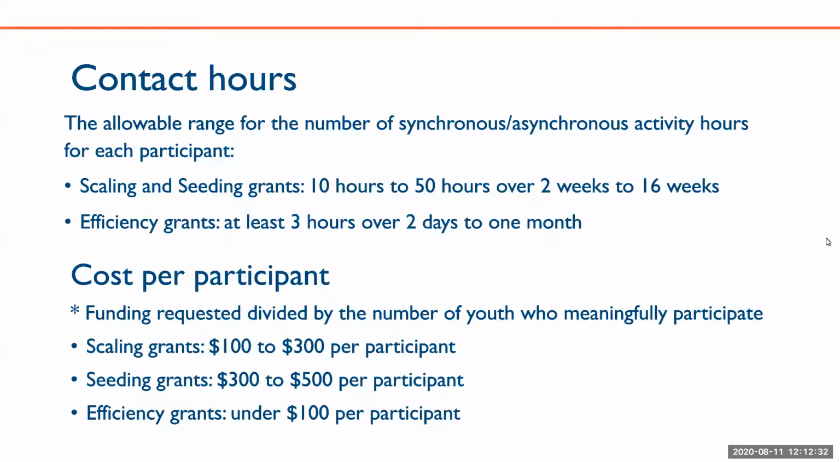For contact hours, for scaling and seeding, it's between 10 and 50 hours over somewhere between 2 to 16 weeks of activities. And for efficiency grants, it's at least 3 hours of contact over at least 2 days and up to 1 month. The cost per participant ranges are, for scaling grants, between $100 and $300 per participant. For seeding grants, between $300 and $500 per participant, and for efficiency grants, under $100 per participant.